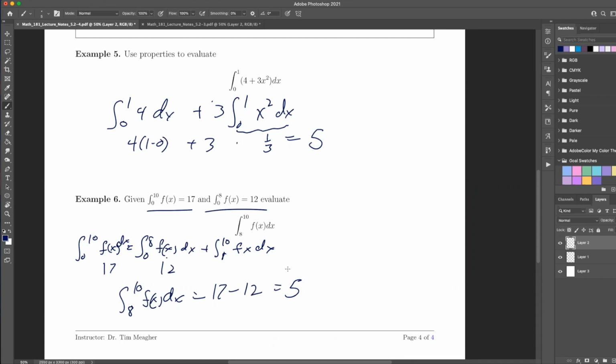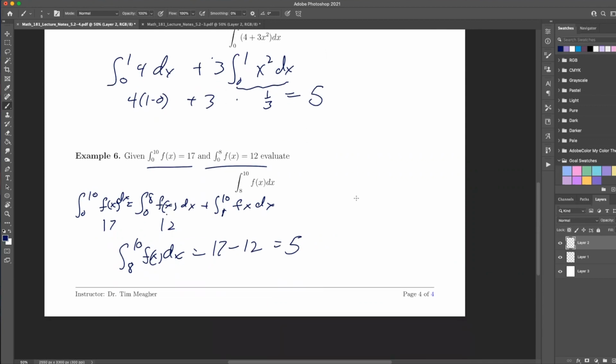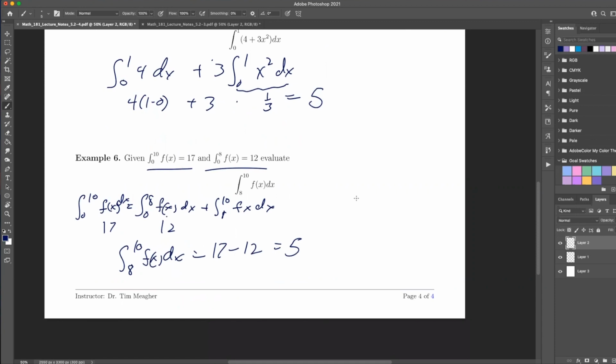Okay. That's it. That's the end of the section. Put a little star right here. Okay, so that's the end of this one.